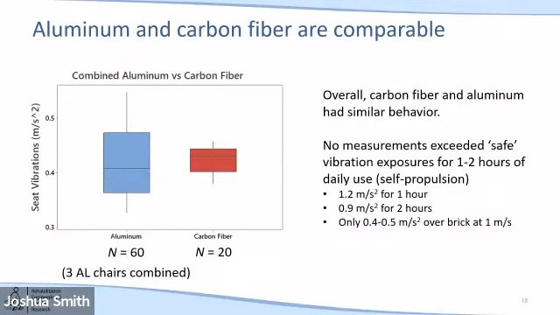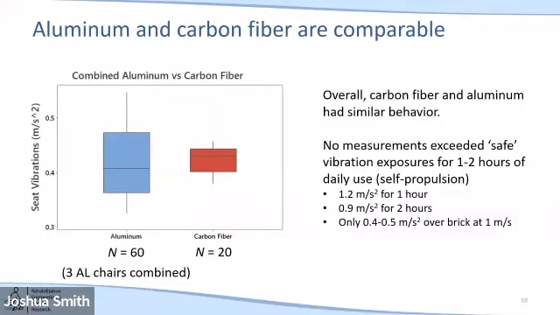Interestingly, well, first, none of these measurements actually exceeded any of those safe values, right? We're still well within that green region I was talking about. It would take about 1.2 or 0.9 meters per second squared to reach any potentially harmful levels at the duration of wheelchair use throughout the day. And we're less than half that with all of these chairs.